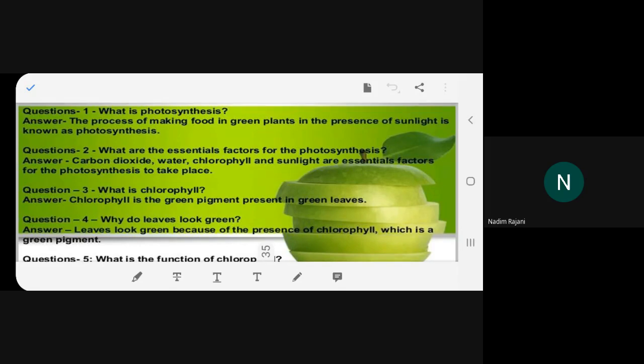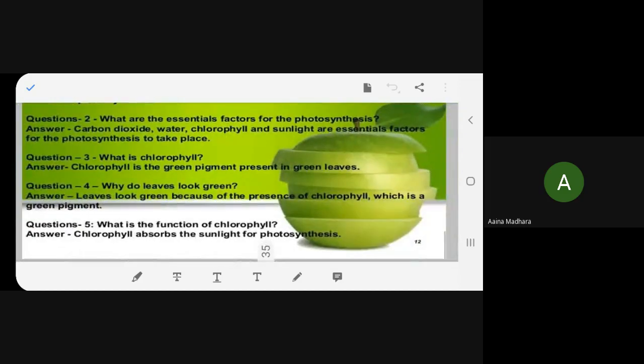Number 2. What are the essential factors of the photosynthesis? Answer. Beta, I will stop you if you don't read properly. For the photosynthesis. Read properly. Carbon dioxide, water, chlorophyll, and sunlight are essential factors for the photosynthesis to take place. Did you understand this also? All of you agree? Yes, ma'am. Okay. Next. Question number 3.